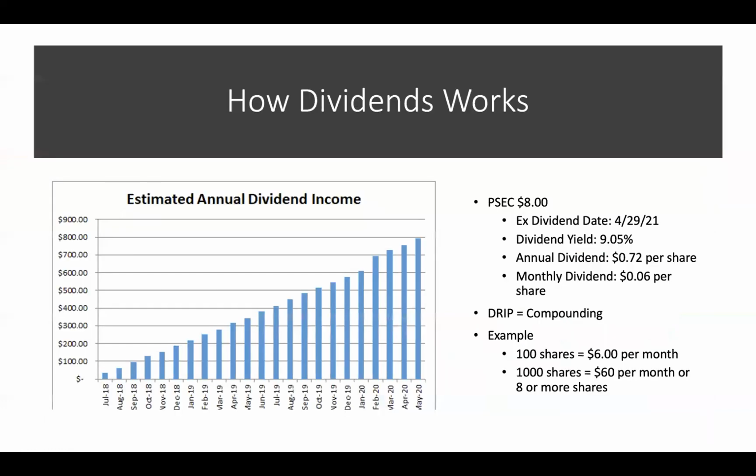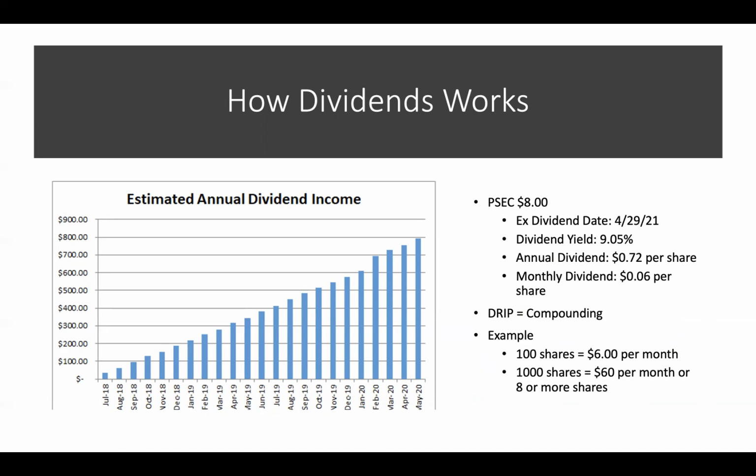So let's take a look at how dividends work. Using PSEC, PSEC is $8 a share. Things you need to know: one is the ex-dividend date. The ex-dividend date is the date that the company will look to see how many shares you own. That is the number they're going to go by and send your check for, not how many shares you have after that date. It's before that date. The ex-dividend date for PSEC is at this current time April 29th. That's this month. So however many shares I have on April 28th is the date I go by.